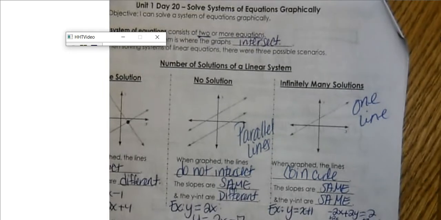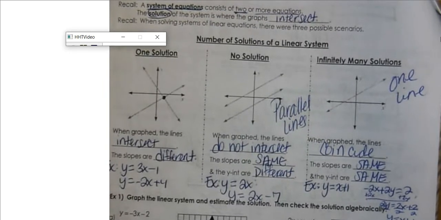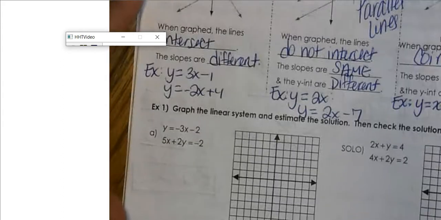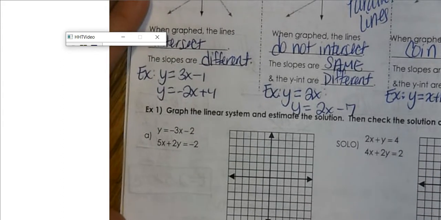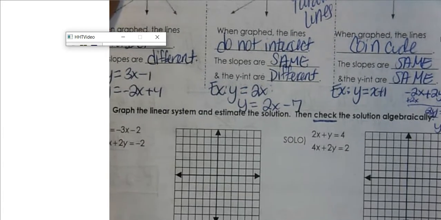So those are the different types of solutions. And hopefully what I just talked to you about is nothing new. You remember it from when you were in Algebra 1. So now what we're going to do is practice graphing this system of linear equations, making sure that at the very end, we check our solution algebraically.